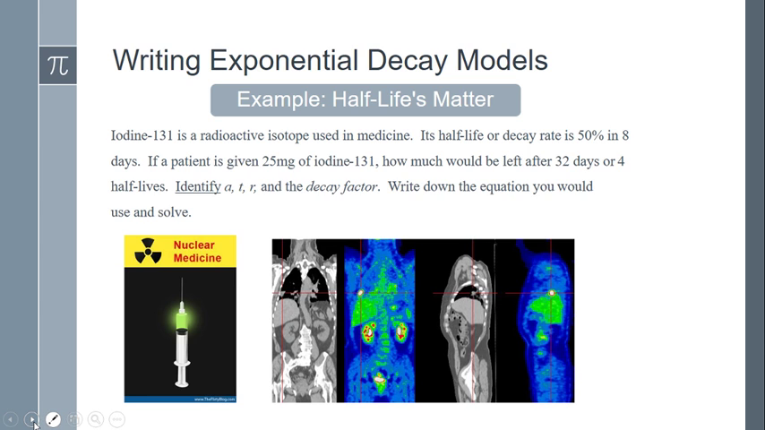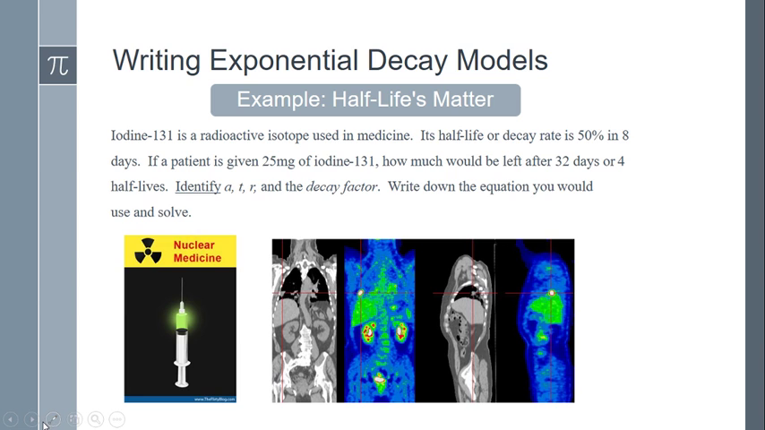Another classic example when we're dealing with exponential decay models is what they call radioactive decay. So take a look at this example, half-lives matter. Right? Iodine-131 is a radioactive isotope used in medicine. Its half-life or decay rate is 50% in 8 days. That means that after 8 days, 50% of the original amount will remain. And then if 8 days after that, that will be cut in half, and so on and so on.